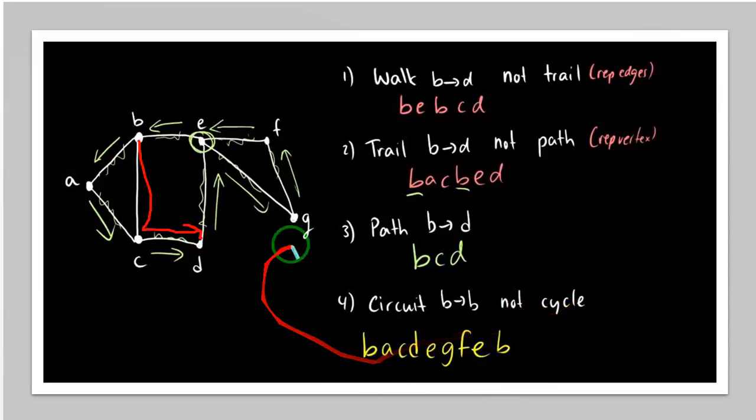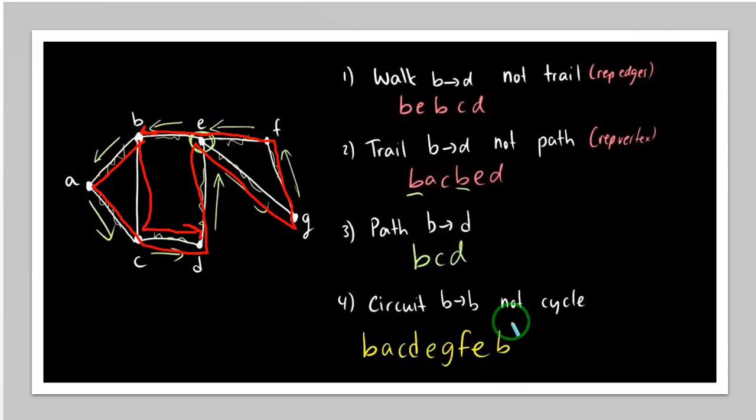What does that mean? Circuit B to B starts from B, like B to A, A to C, C to D, then D to E, then E to G, G to F, F to E, and then E to B. So this is your circuit, but not a cycle.